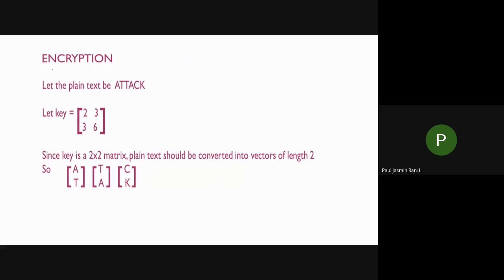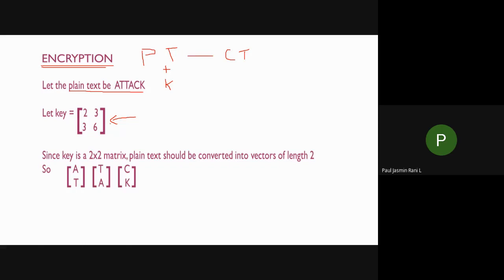You are going to solve one problem. In your question, they have given your plain text as attack. So attack is your plain text and your key is a 2 cross 2 matrix. Our duty is to convert our plain text into a ciphertext. That's what happens in encryption, isn't it? So in order to convert this plain text into a ciphertext, what are the things you require? You need a plain text plus you need a key. Here in the key you have a 2 cross 2 matrix.